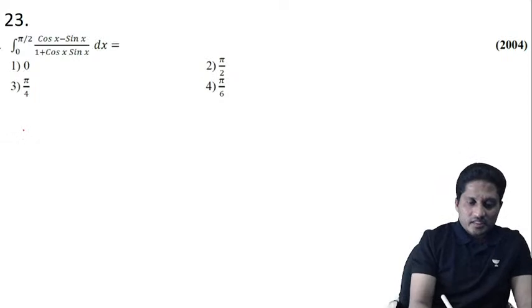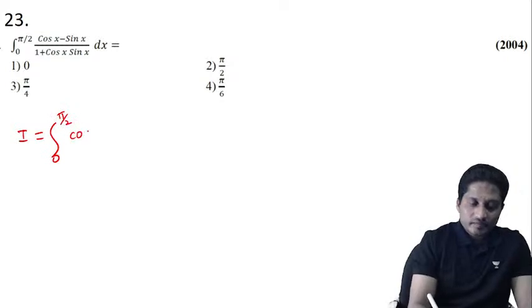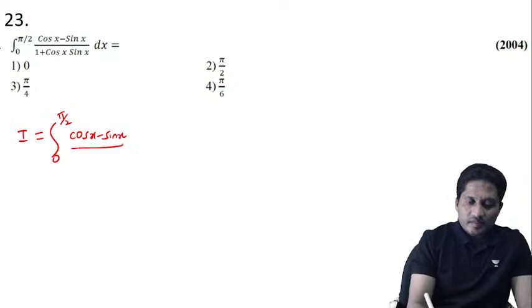See, I'll take this as I. I is equal to integration 0 to pi by 2 of cos x minus sin x divided by 1 plus cos x into sin x.